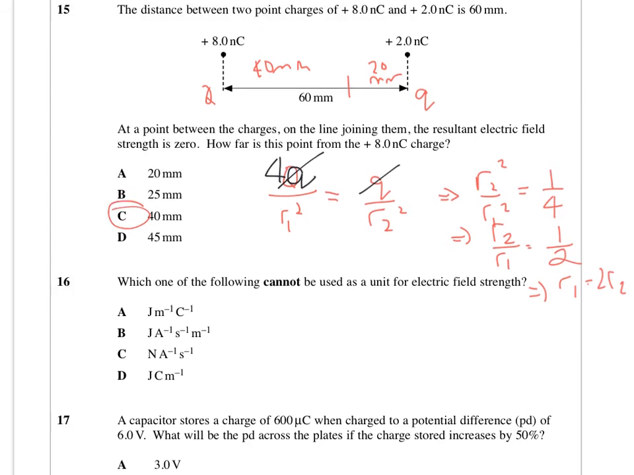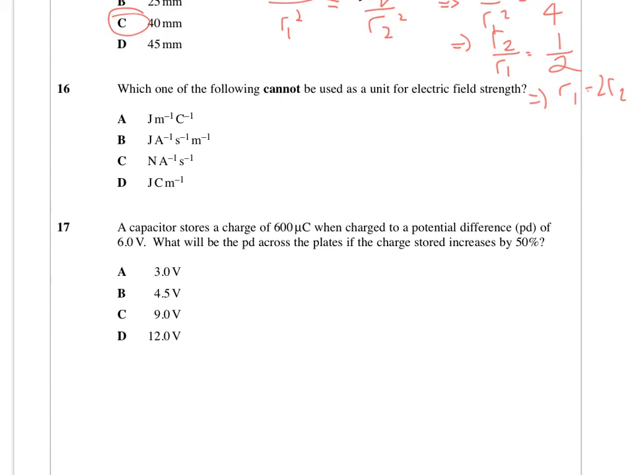Okay, so which one of the following could not be used as a unit for electric field strength? So the electric field strength would be newtons per coulomb of charge. So then we need to think what we could substitute in, so we could do newtons per amp second, because Q equals IT, so we could stick that in there.